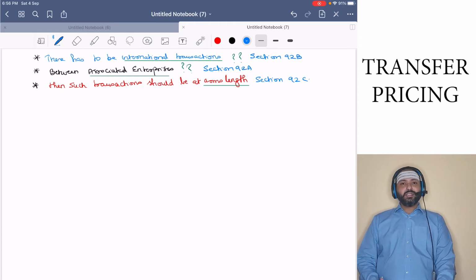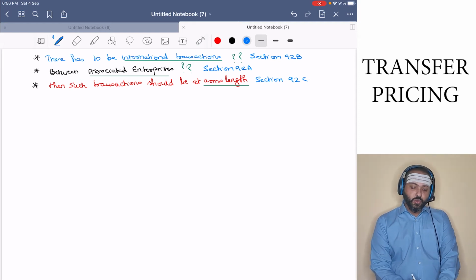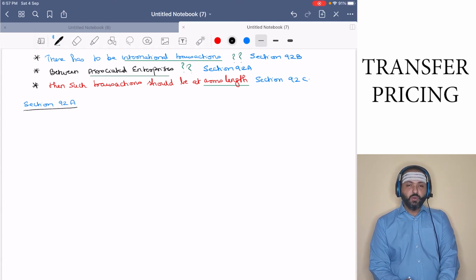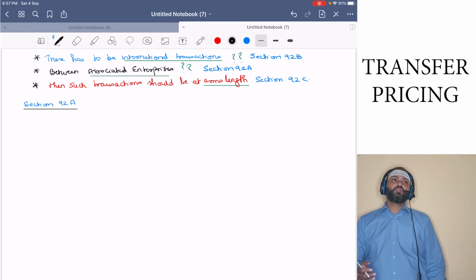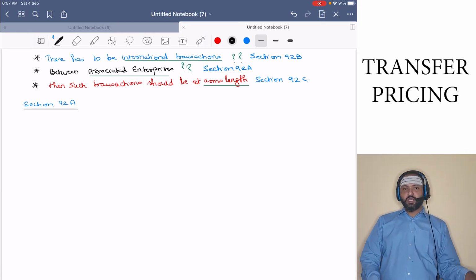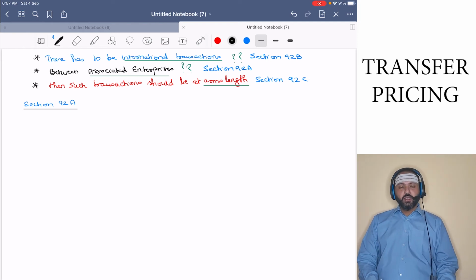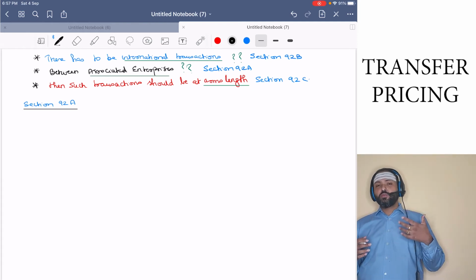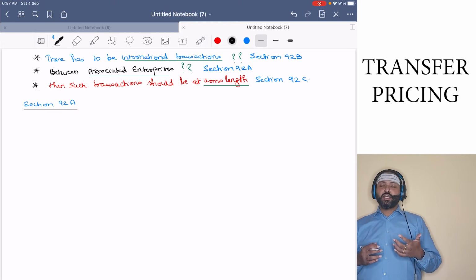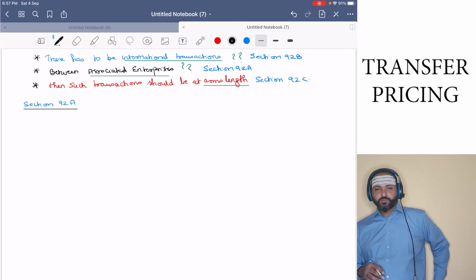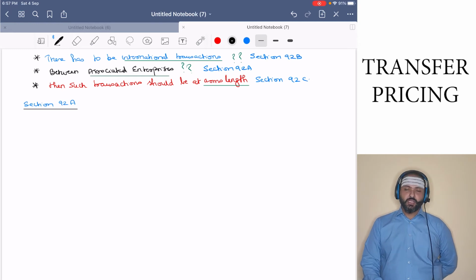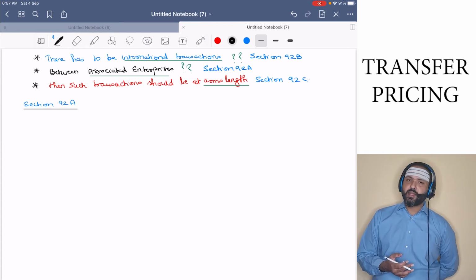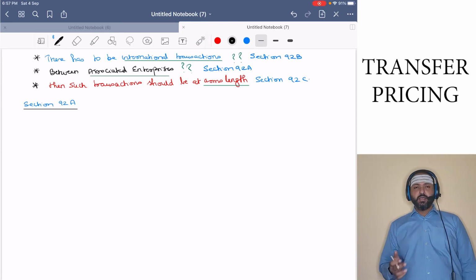So let us start off with provisions of section 92A. Now section 92A tried to define and give instances which would constitute an associated enterprise relationship between two or more parties. It gave instances where there would be two or more parties who would share the relationship of associated enterprises. Now, let us try to understand one by one with the example which we started this session with: Acer India, Acer Japan, Acer Singapore. We'll use that and understand these relationships.